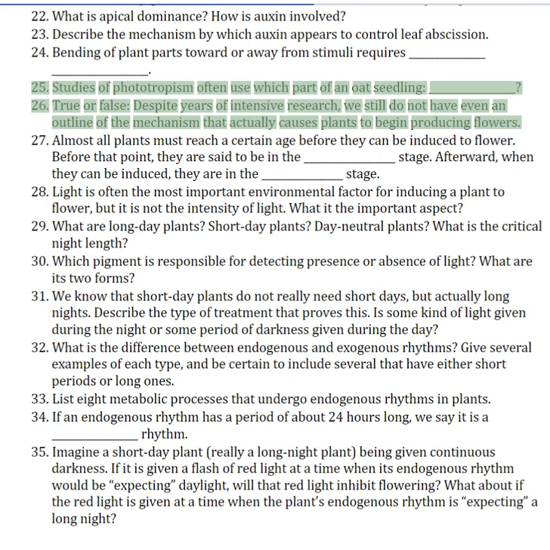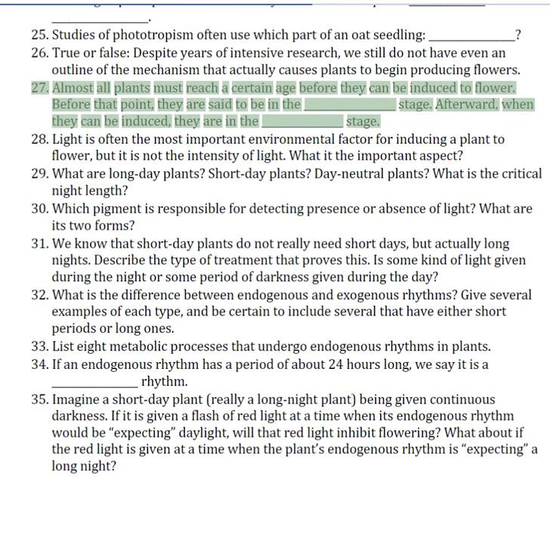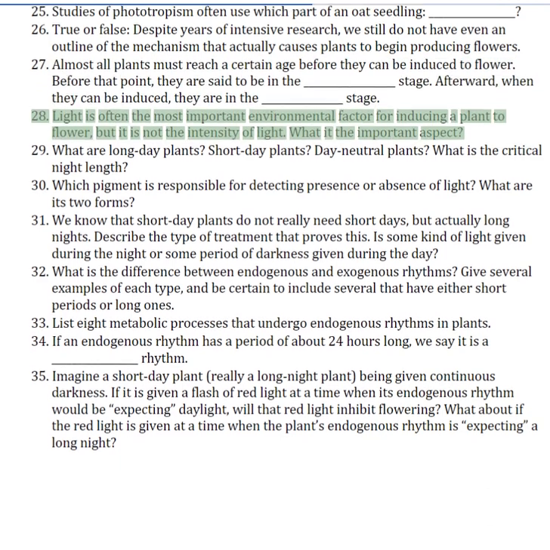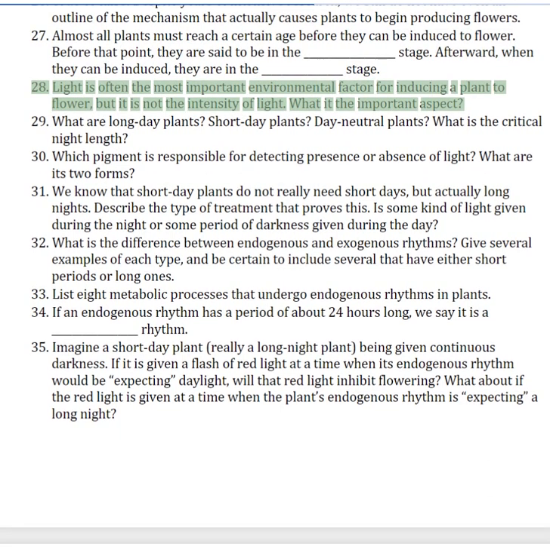26. True or false, despite years of intensive research, we still do not have even an outline of the mechanism that actually causes plants to begin producing flowers. 27. Almost all plants must reach a certain age before they can be induced to flower. Before that point, they are said to be in the stage. Afterward, when they can be induced, they are in the stage. 28. Light is often the most important environmental factor for inducing a plant to flower, but it is not the intensity of light. What is the important aspect?